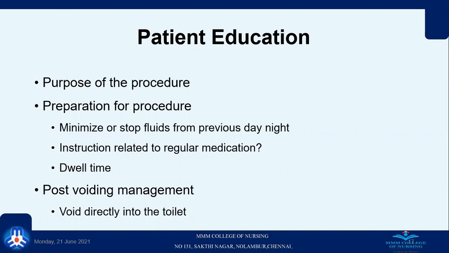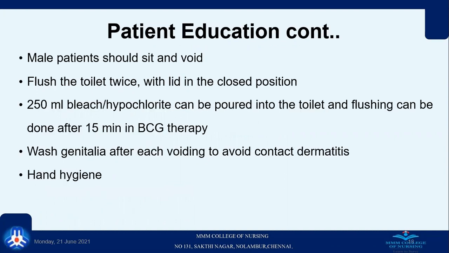After the treatment, the patient has to void directly into the toilet. The male patient has to sit and void to minimize the splashing of urine and to avoid surface contact. And the toilet has to be flushed twice with the lid closed to avoid splashing. 250 ml of bleach or hypochlorite can be poured into the toilet and left for 15 minutes. Then it can be flushed in BCG therapy, but it is not mandatory. Wash genitalia after each voiding to avoid contact dermatitis. And hand hygiene has to be insisted to the patient.